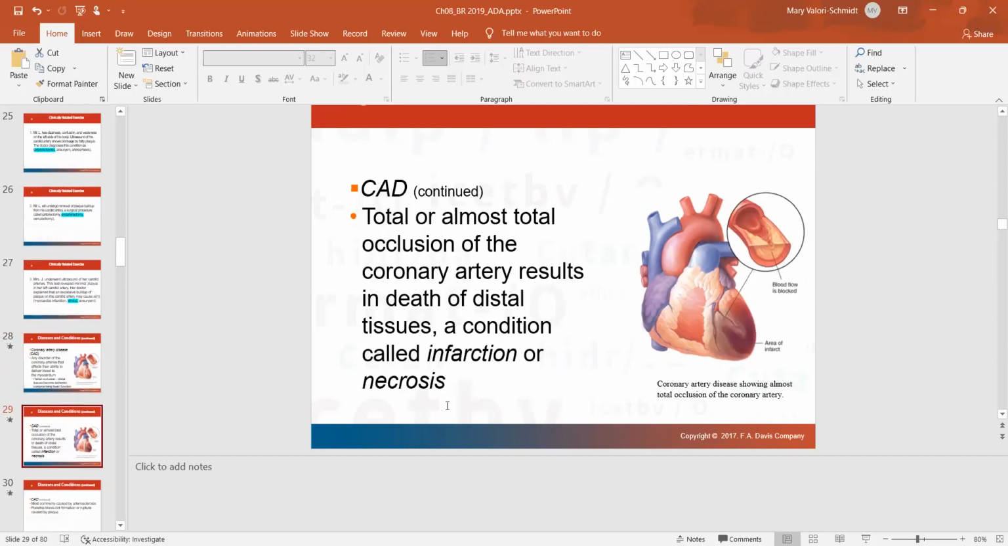So coronary artery disease, if they have a total or almost total occlusion, then the tissue is going to die. That's an infarction. So when we say someone had an MI, they had a myocardial infarction, that's a heart attack. And it's because of death of that part of the myocardium that didn't get oxygenated blood.